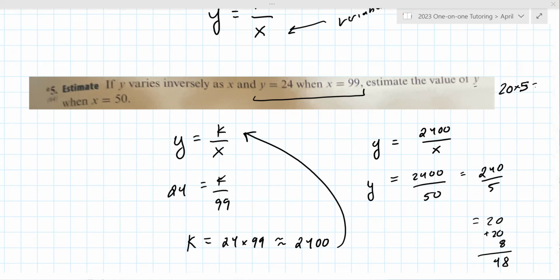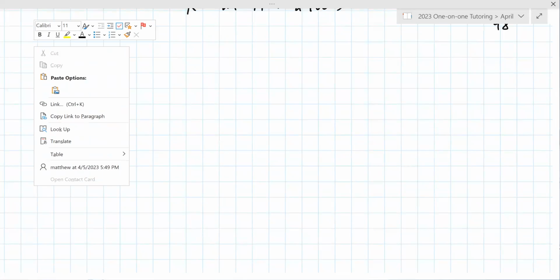All right, let's do number 8. Or 6. 6. It's amazing. I don't know why I do that. I want to just completely bypass certain problems.